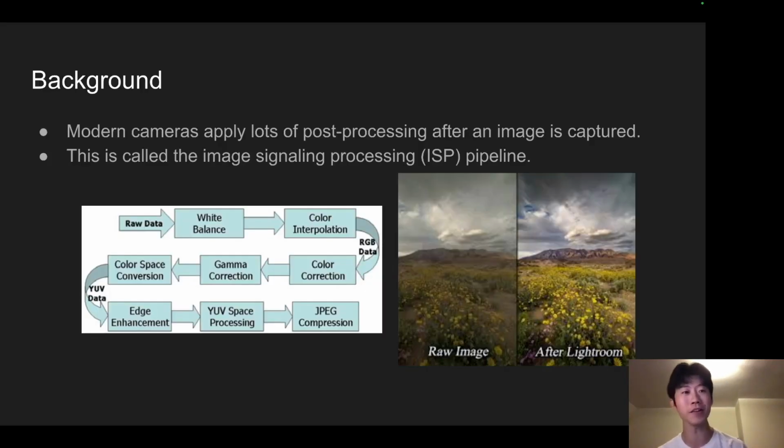So a little bit of background though: when you take a picture, most modern cameras, like your smartphone and so forth, apply a lot of post-processing after you click that shutter button. This is called the image signal processing pipeline, and it does everything, on this picture on the left here, from white balancing, color interpolating, and a bunch of different things to get your final JPEG, your final image in your phone.